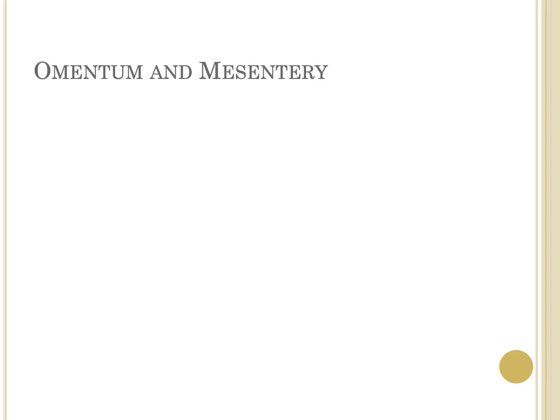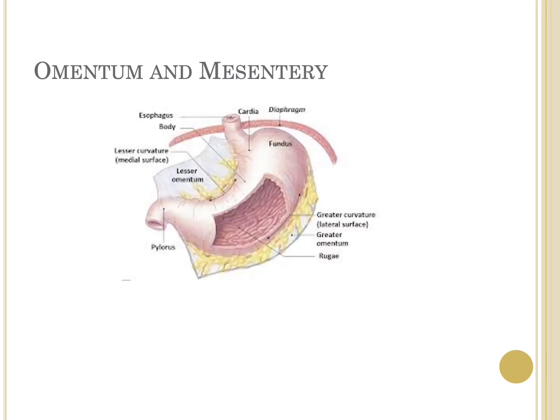Wrapping around the alimentary canal, once we get through the esophageal hiatus of the diaphragm, will be two sets of connective tissue. The first set of connective tissue is going to stem from the stomach itself. The second set of connective tissue is going to stem from the intestines themselves. Coming from the stomach is the omentum. Coming from the intestines will be the mesentery.